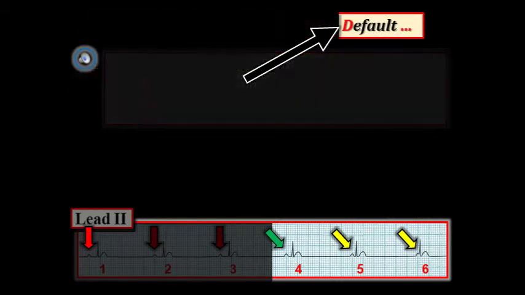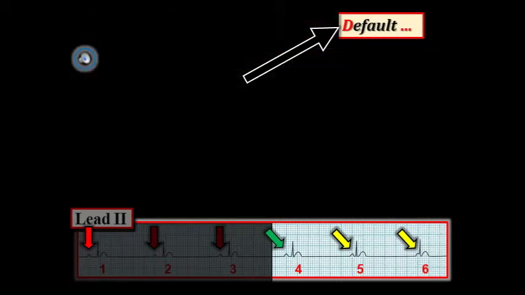That is, default of the sinus pacemaker that has slowed down here to a rate just below 50 per minute, which allows the normally functioning AV node to put out an escape pacemaker at the normal AV nodal rate of between 40 to 60 per minute.